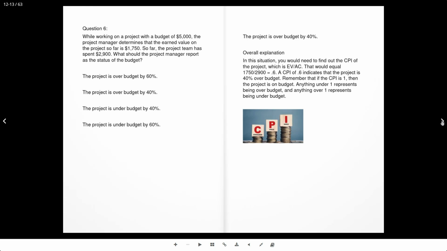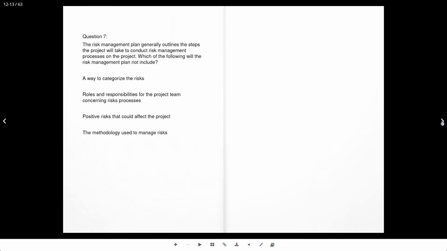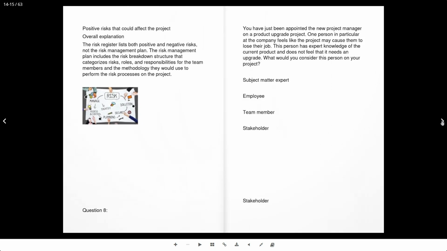Question 6. Evaluates budget performance using CPI, Cost Performance Index. Question 7. Identifies what is excluded from a risk management plan. Question 8. Defines stakeholders and their roles. Question 9. Explains tools for ensuring secure project communications. Question 10. Discusses benchmarking as a tool in quality planning.